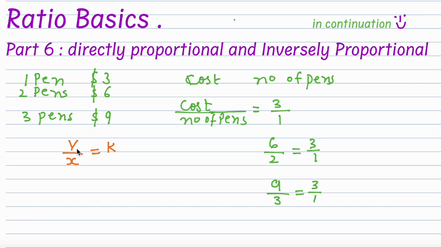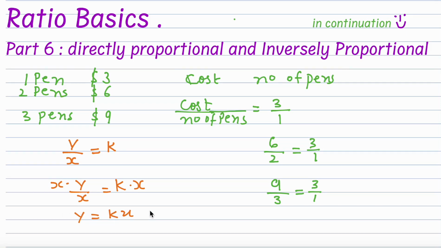Suppose y is the cost of pens and x is the number of pens. Then y over x will always be equal to some constant k. When we multiply by x on both sides, y is equal to k times x. So y is equal to kx. When two quantities are directly proportional, we use this relation, y is equal to kx.